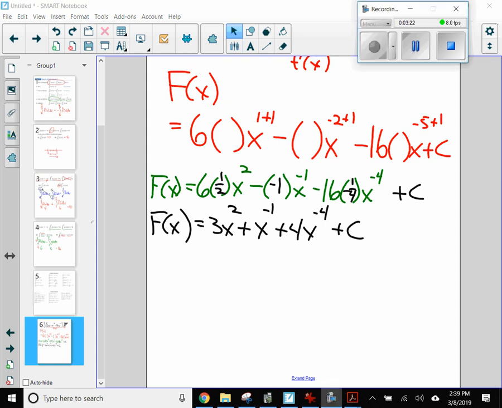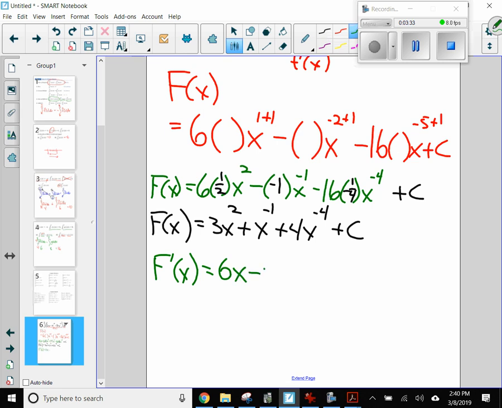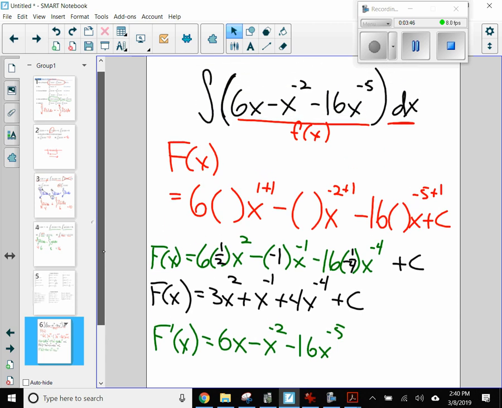And although I won't do this for every problem, just to show you, if I find what is F prime of x using the power rule, I get 6x minus x to the negative 2 minus 16x to the negative 5, which, if I'm not mistaken, is exactly what we started with right there.